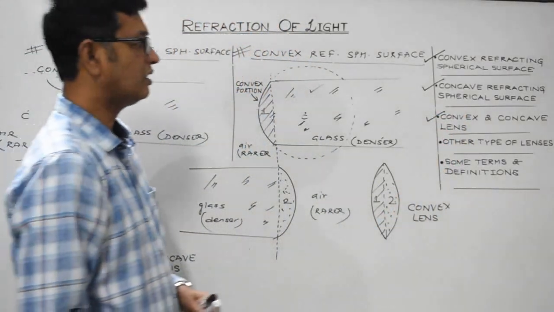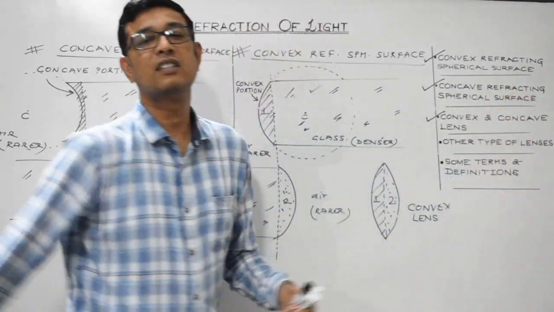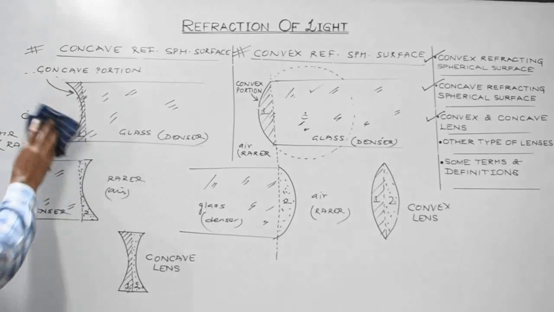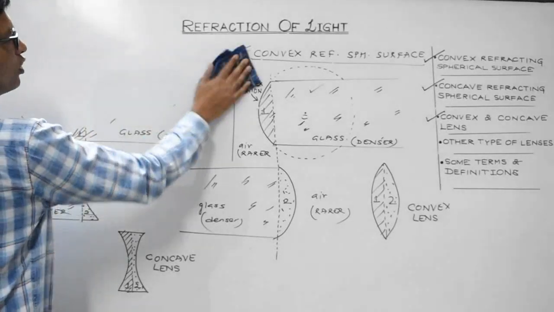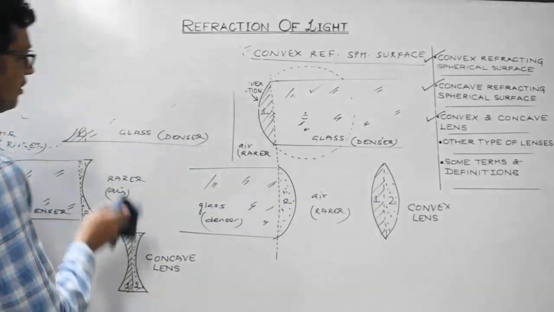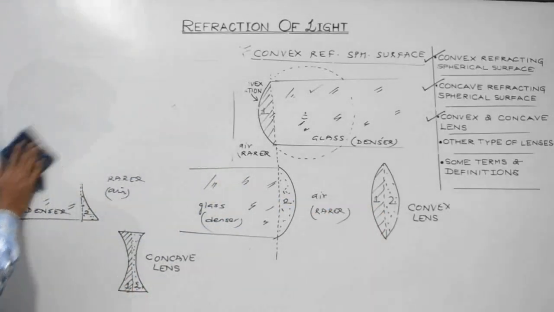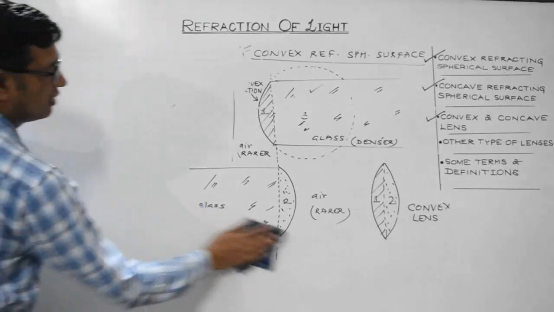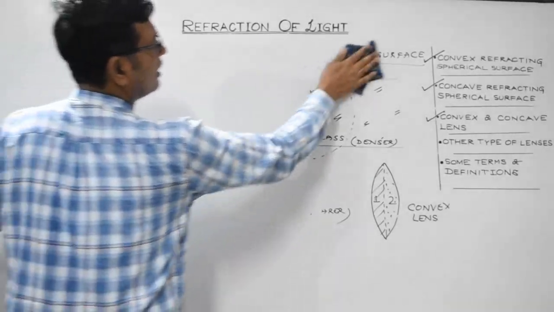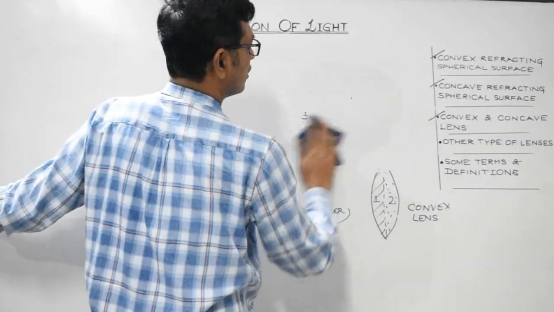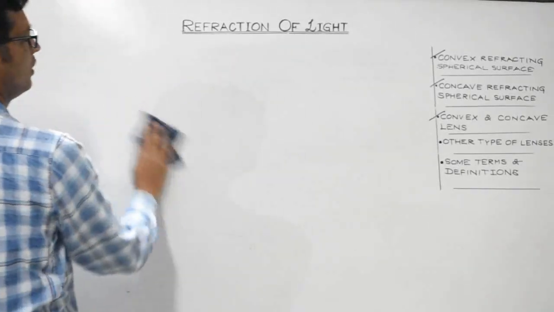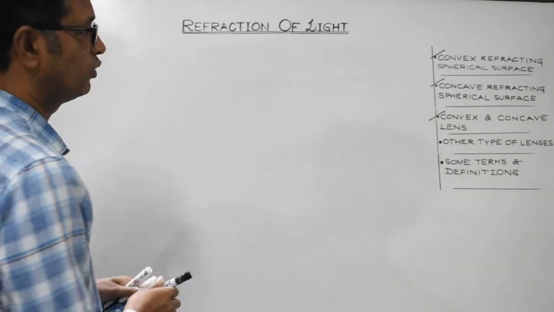Right? Now, let's discuss some other types of lenses as well. There are various types of lenses, but in your syllabus, we'll be concentrating and restricting ourselves only to biconcave and biconvex lenses, right? Which we have just now discussed. There are some other lenses as well which we can discuss right now, just the intro part.